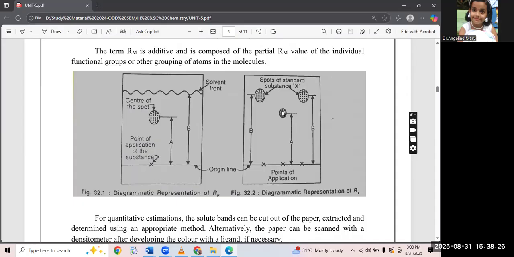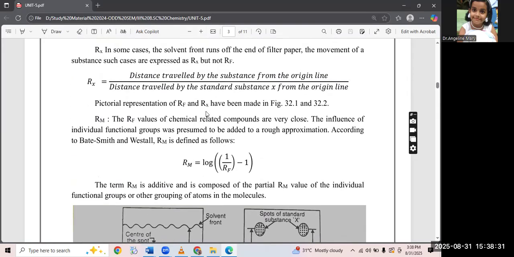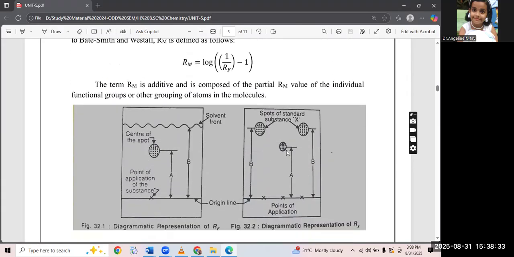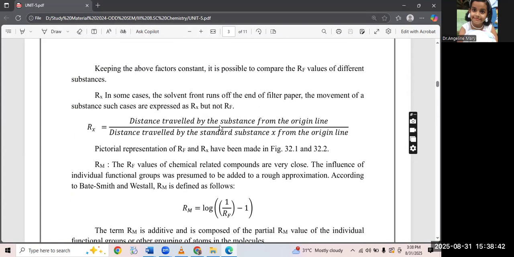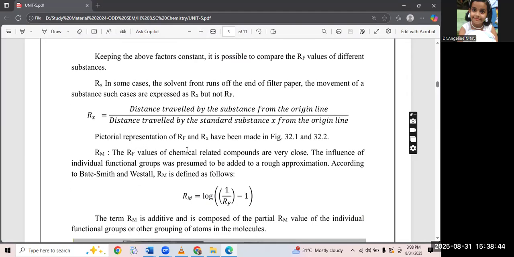And whatever sample solution we have taken, its distance should be noted. That is why the distance traveled by the substance from the origin line as well as the standard line is given. So if we calculate the difference between the two values, we can easily identify the Rx value.